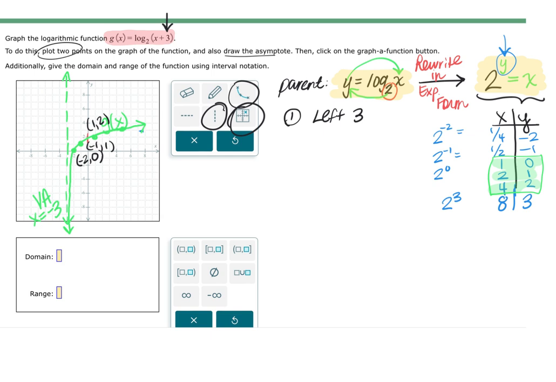Domain are the x values from left to right. We have the smallest x value, which is -3, but we won't actually touch -3 because of that vertical asymptote. So that would be -3 to infinity. Remember, domain is from left to right, and range is bottom to top, lowest to highest. Y values, the graph goes down forever, it goes up forever, so our range is all real numbers.